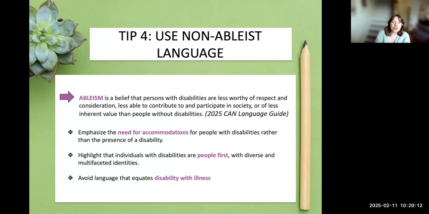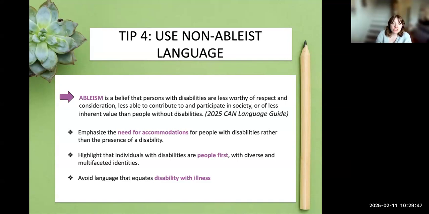And finally, tip 4, use non-ableist language. So this is the definition of ableism in the 2025 CAN language guide. Ableism is a belief that persons with disabilities are less worthy of respect and consideration, less able to contribute to and participate in society, or of less inherent value than people without disabilities. So when you're thinking about using non-ableist language, the idea is to emphasize these 3 points here.